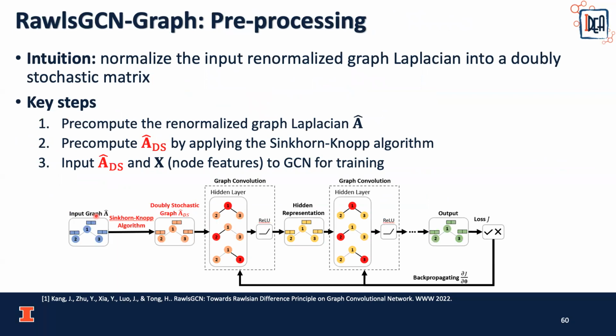So let's first look at the pre-processing method RawlsGCN-Graph, and its key idea is to normalize this A hat matrix into a doubly stochastic format first, and then feed this doubly stochastic format matrix into the GCN for model training.